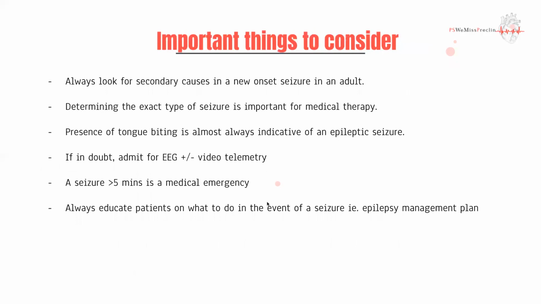Some important things to consider. If you have a new onset seizure in an adult, always look for secondary causes like tumors, electrolyte disturbances, infections, and so on. Determining the exact type of seizure is important. So if you have someone you can take a collateral history from, please do. Alternatives include admissions for EEG and video telemetry.